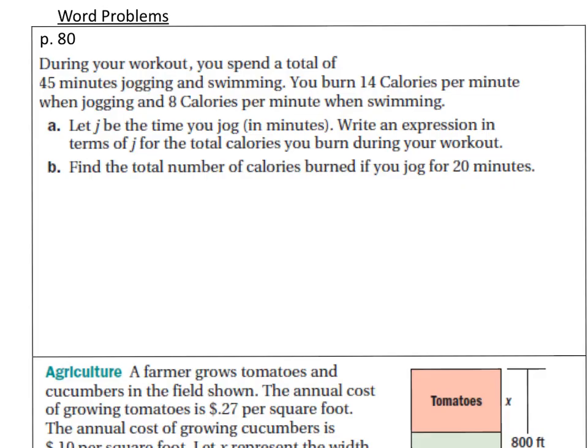Let's take a look at some word problems. During your workout, you spend a total of 45 minutes jogging and swimming. You burn 14 calories per minute when jogging, 8 calories per minute when swimming. As you can see, I underlined all the key information. Part A, let J be the time for jogging.